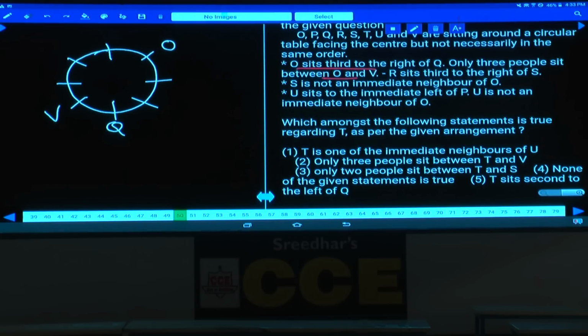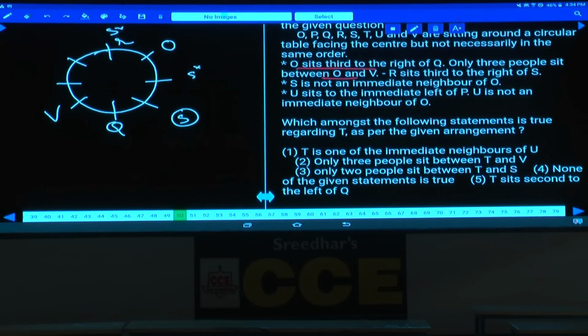R sits third to the right of S. S is not an immediate neighbor of O. As S is not an immediate neighbor of O, S cannot be here and S cannot be here. R sits third to the right of S. Can S be at this place? If S is here, then R will be here. That is one possibility, isn't it?